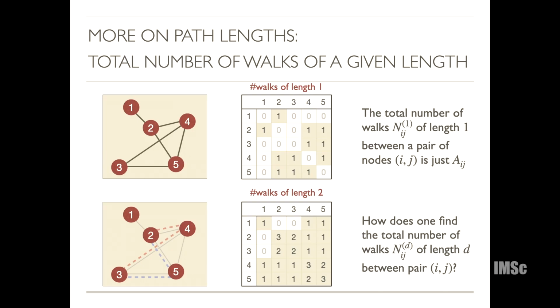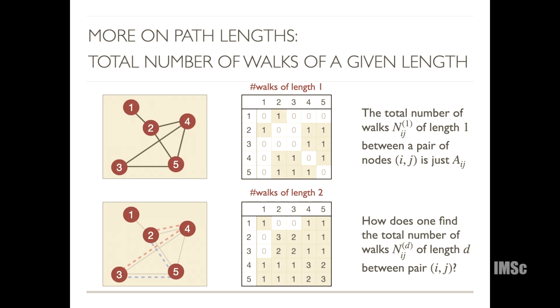If you look at walks of length 2, then you will see that, let's say, from 2 to 3, you can go from 2 to 4, 4 to 3. That's a walk of length 2, right? Another is 2 to 5, 5 to 3. Another walk of length 2.